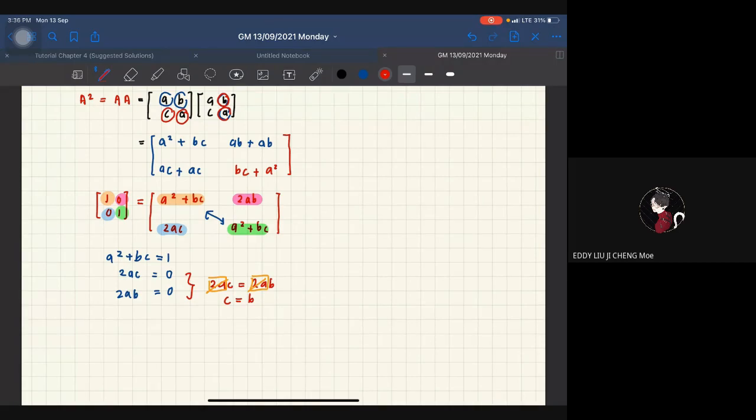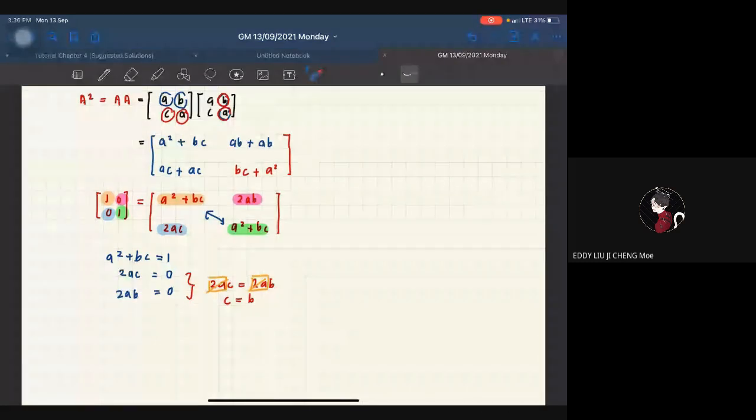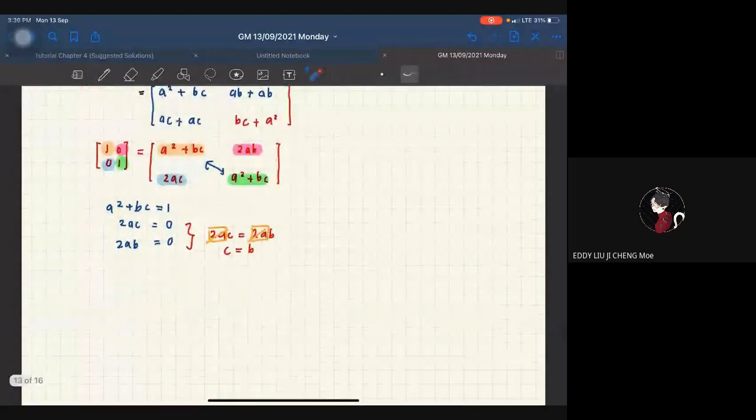I've gone blank too. Student: If we use another way, I don't know whether my method is correct or not. I just use 2AC equals 0, and then we know that A equals 0, because we divide by 2, and then C is equal to 0 as well, right?